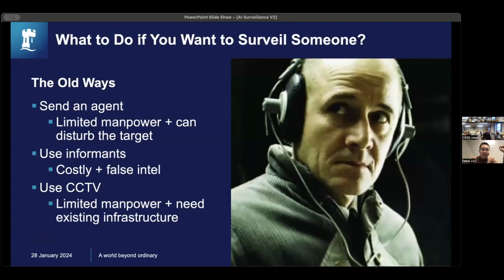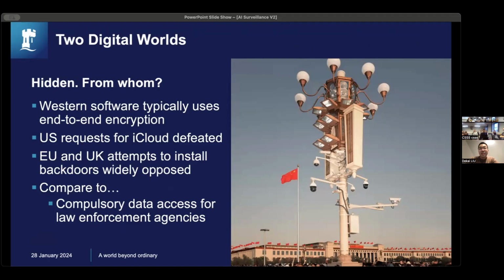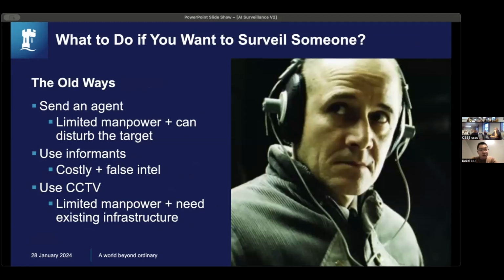Western software uses encryption and there are legal challenges for the government to access user data. But in China, there's legislation that mandates access for the government to user data. In China, the most popular chatting software is WeChat, and it has been commonly reported that the government has access to all your chat history. The old way to surveil someone is to either send an agent, which is costly, and you only have so many agents, and the agent can be discovered, or use informants, which is also costly and could be false, or use CCTV, but you need to have CCTV in the first place. So these are all very heavy investments.